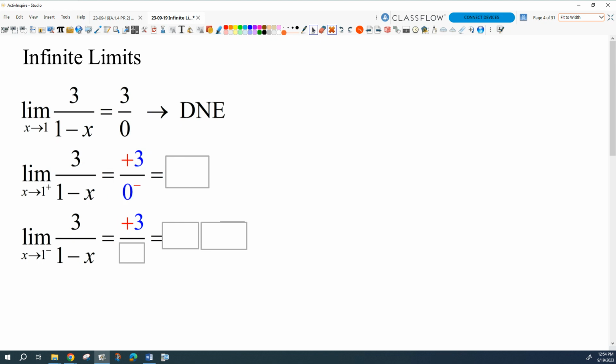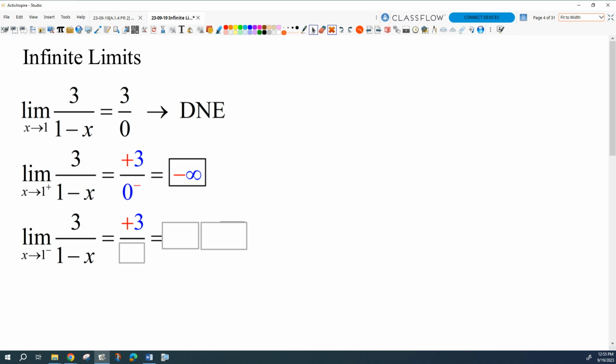Okay, so true, the limit doesn't exist, but what could we say about that? What's the behavior there? Negative infinity. It's infinity because I have a zero on the bottom but not the top. And it's negative because of the sign conventions. Positive divided by negative is negative, right? So I'm getting a negative infinity.